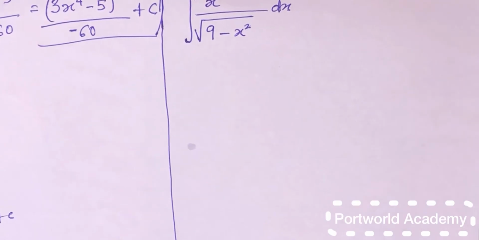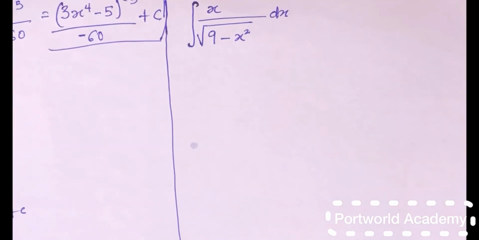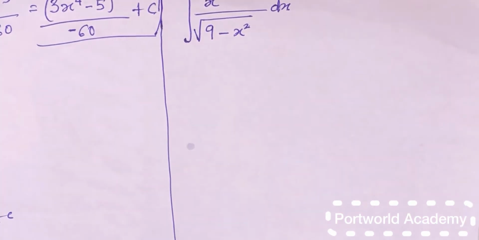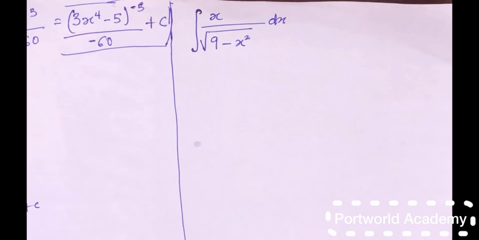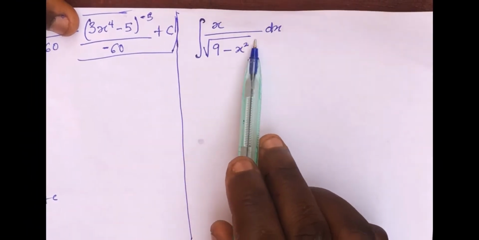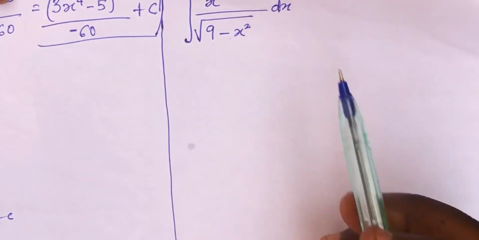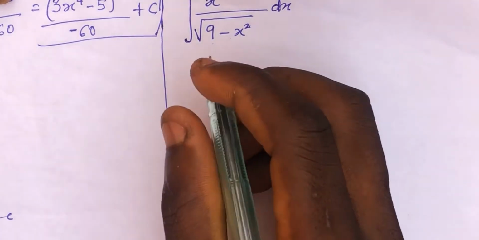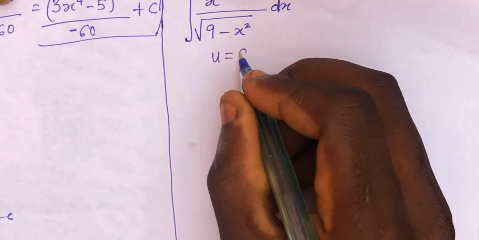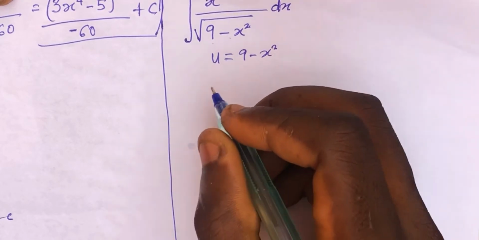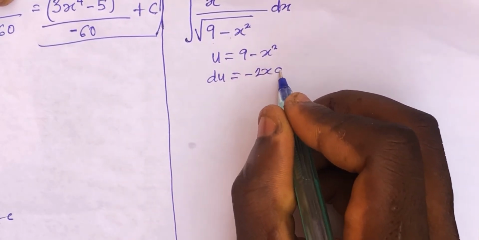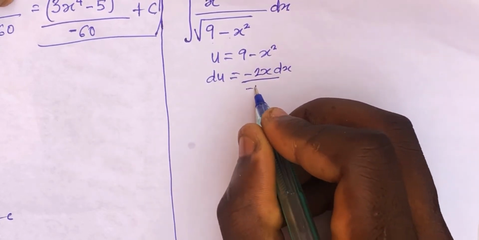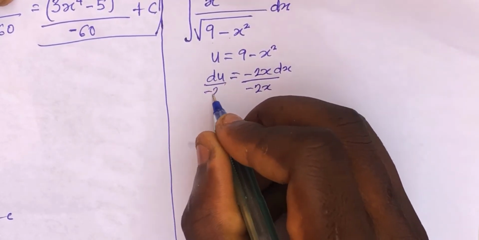So friends, let's look at another integral question I have, under integration using u-substitution. Here I have the integral of x divided by root of 9 minus s squared dx, right? So you can still use the same procedure. We have our u to be equal to 9 minus s squared, right? So du is minus 2x dx, right? Divide both sides by minus 2x.